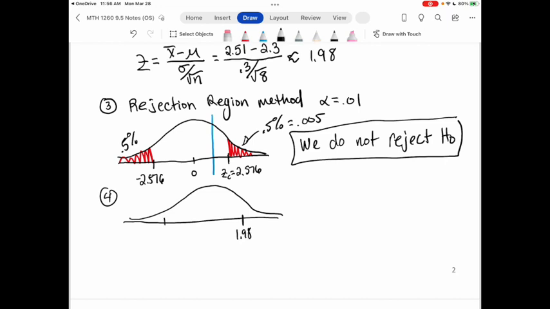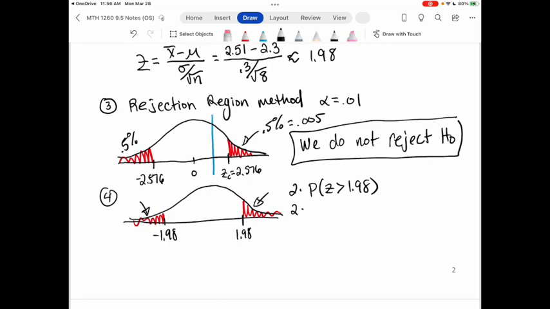Our test statistic is 1.98. And so when I use symmetry, we're going to have negative 1.98 on the other side. So we're looking for the probability that it falls in either one of these regions. So I need to find the probability of this shaded red area and then multiply it by 2 based on symmetry. So I'm going to take 2 times the probability that z is greater than 1.98.